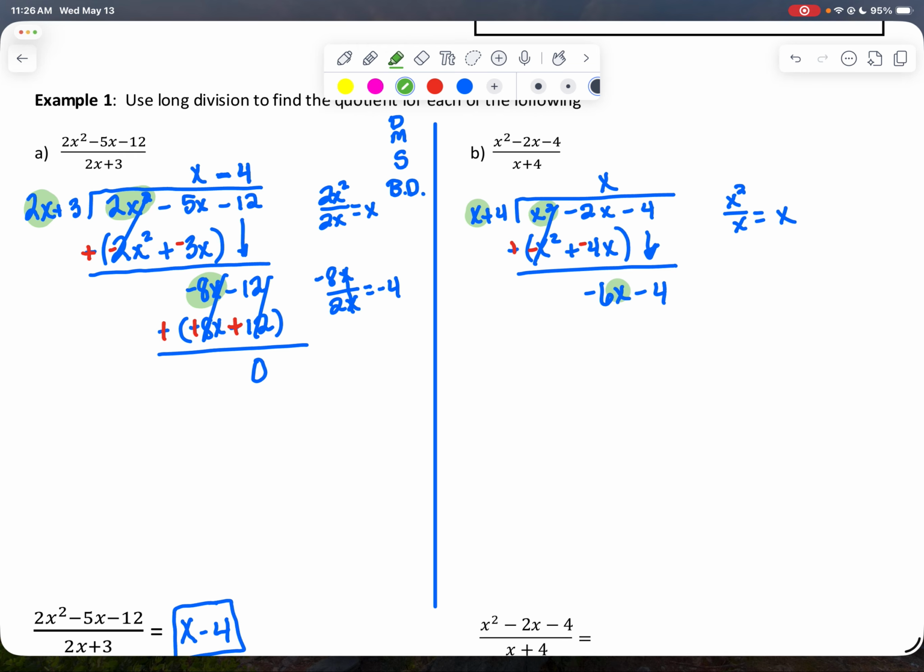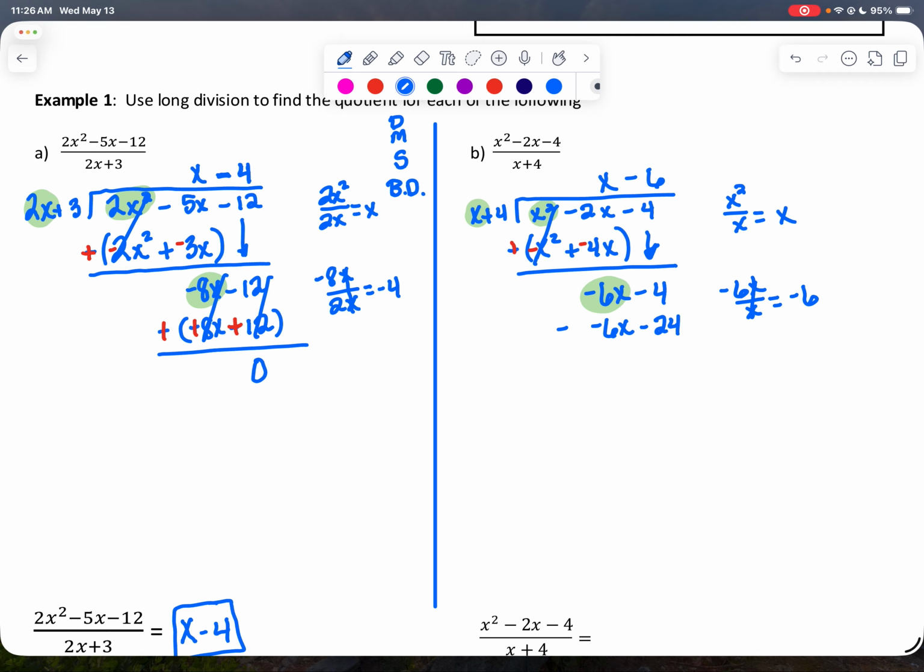After you bring down, you go through the steps all over again. You divide, negative 6x divided by x. This would divide to 1, and negative 6 times 1 is negative 6. So I'll put a negative 6 there. Next step is multiply. Negative 6 times the quantity x plus 4. So negative 6 times x is negative 6x. Negative 6 times 4 is negative 24.